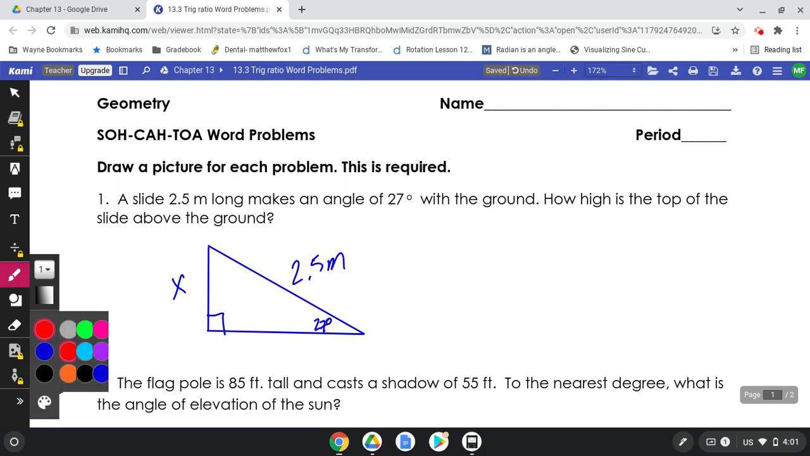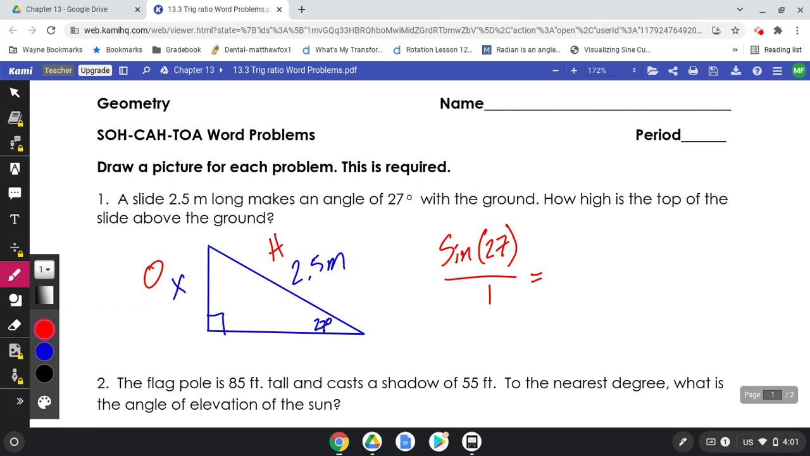And now we need to label our sides. The X would be our O. This slide is our hypotenuse. O and H, we're going to use sine. So sine of 27, all over 1, equals x over 2.5.